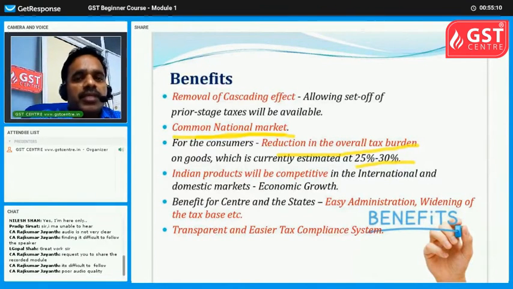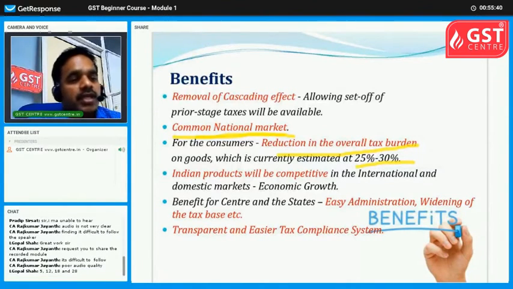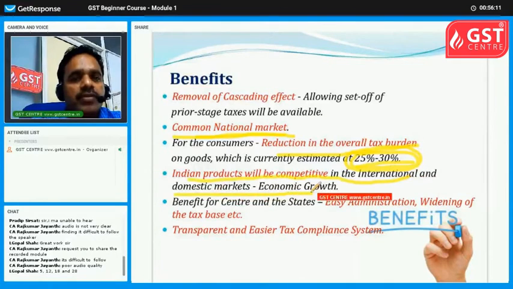Then Indian products will be competitive in international and domestic markets, because when GST is coming, there are now four rates fixed. Can anybody tell what the four rates are, please? Four GST rates. Yeah, thank you sir, Gopal Shah sir. So it is actually 5, 12, 18, and 28, and there is a cess for luxury goods, what we call sin goods. So there are four rates, 5, 12, 18, and 28. When we compare with the earlier 25 to 30, these taxes will be less. We have to practically experience such a thing. So Indian products will be competitive in international and domestic markets.